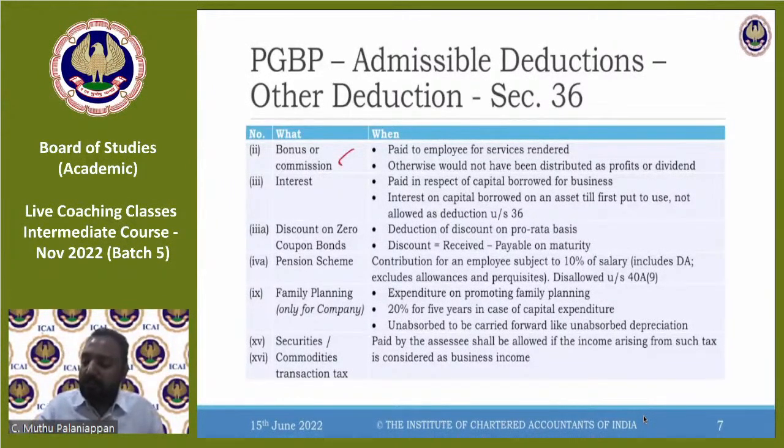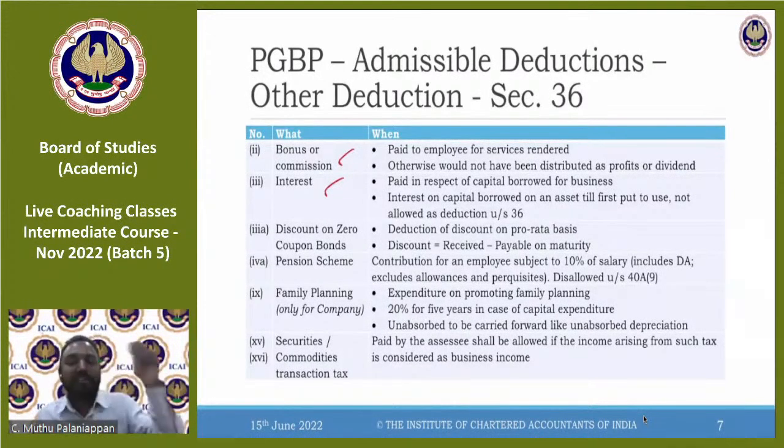Next is interest. Any interest on capital borrowed for the purpose of business is allowed. That is your working capital, buying an asset, or whatever it is. If it is related to an asset, we already studied earlier: it is allowed only till the asset is put to use. Where did we see this earlier? We saw it in section 43(1) relating to actual cost. Whatever interest cost accrues till the asset is put to use can be capitalized.